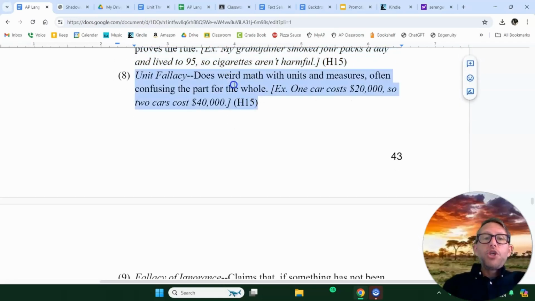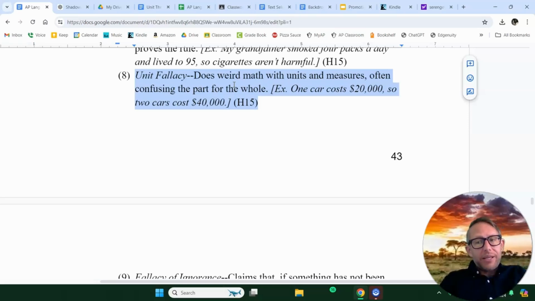Okay? Unit fallacy. Does weird math with units and measures, often confusing the part for the whole. There are a lot of ways that this can be interpreted, and hopefully the chapter that addresses this in Jay Heinrich's book will help you to better understand that and so forth. But here's just the classic simplified version of an example of that. One car costs $20,000, so 2 cars cost $40,000.